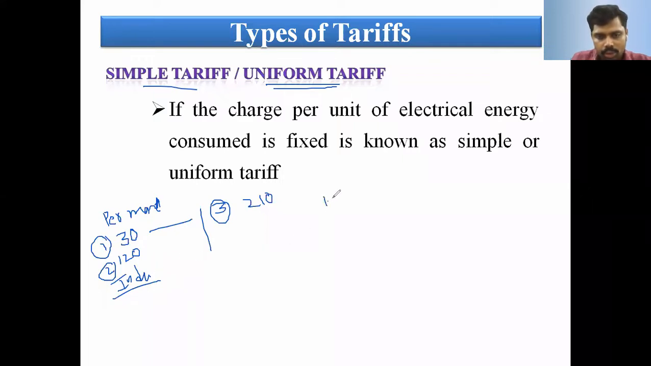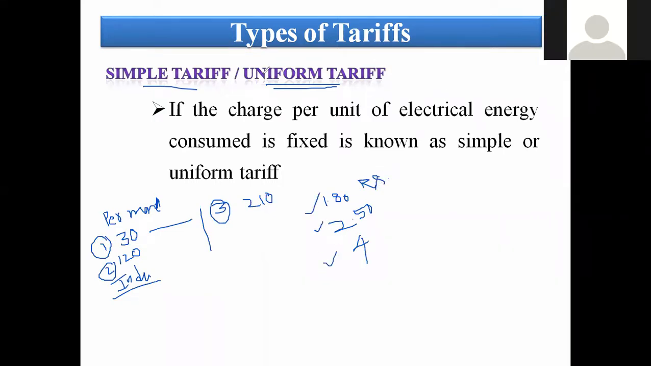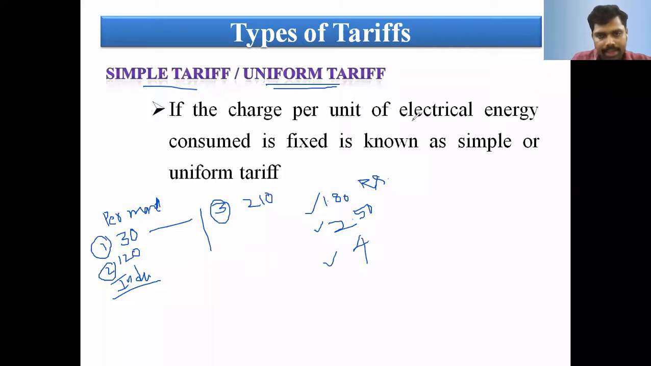Suppose the cost is fixed at 1 rupee 80 paise, or 2 rupees 50 paise, or else 4 rupees. All the consumers are paying the same amount. This represents the simple tariff or uniform tariff. The simple or uniform tariff means that if the charge per unit of electrical energy consumed is fixed, it is known as simple or uniform tariff.